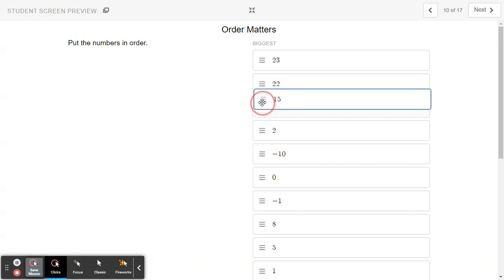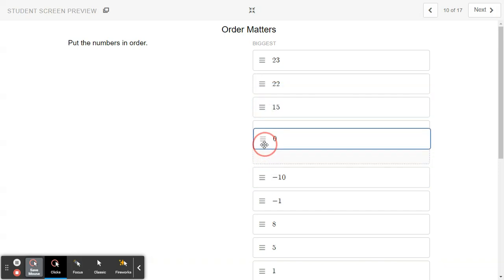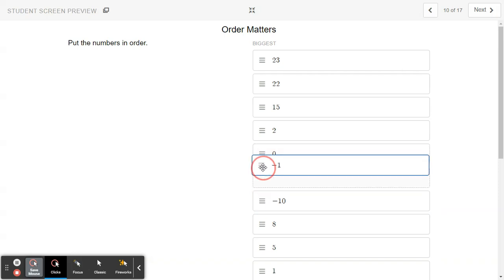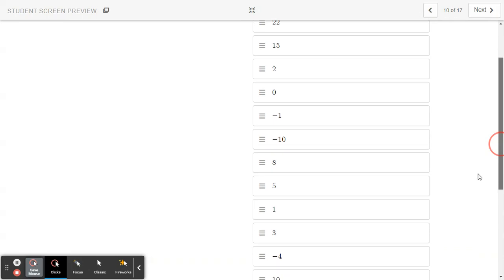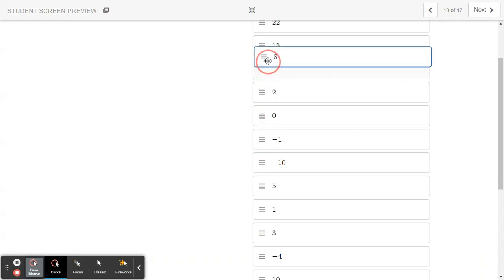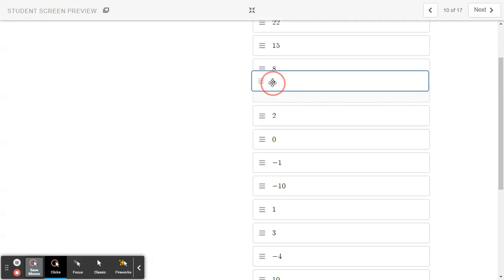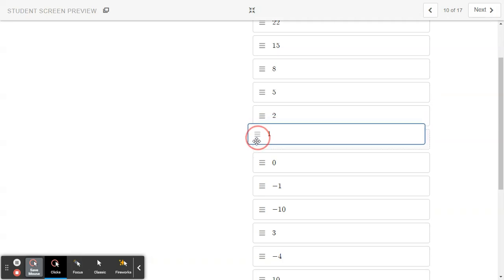Like I know that's above 2. Negative 10. Yeah, 0 is above negative 10, right? And then I'm just going to put these in order one at a time. So I know negative 1 comes right after 0, right? Okay, 8 has to go above 2. 5 is between 8 and 2.